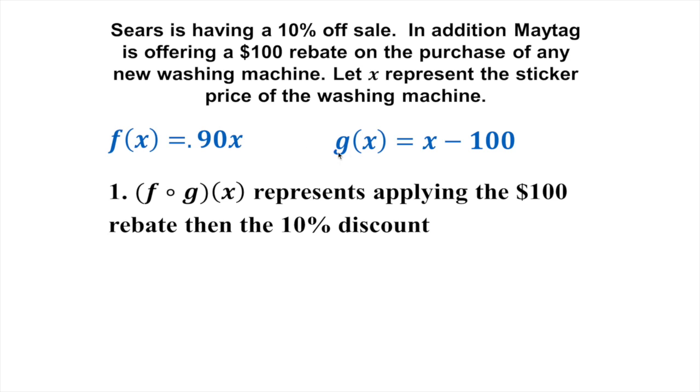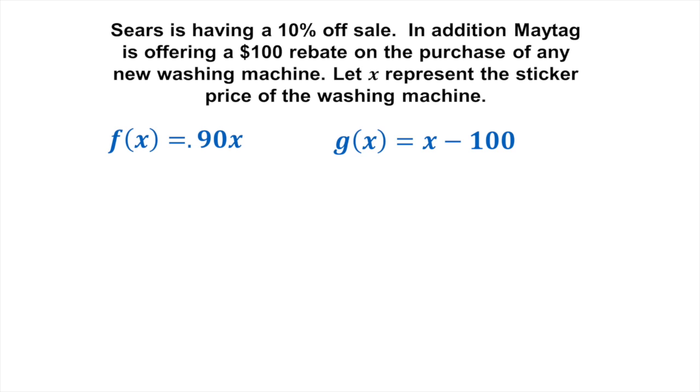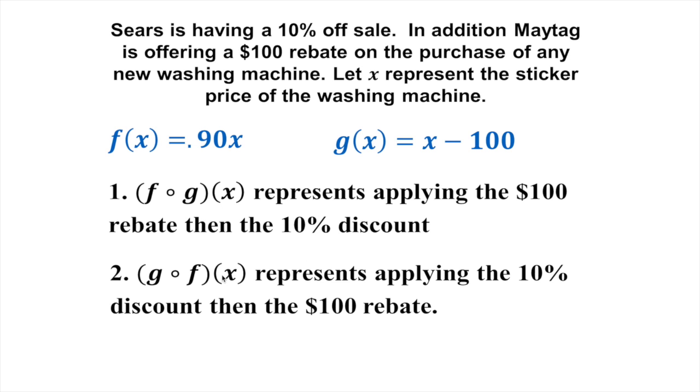f of g, okay, f of g, so we're going to take this g and plug it in here, represents applying the $100 rebate first, then calculating the 10% discount. The opposite of that would be g of f of x. That means that we're going to take the 10% discount first, then the $100 rebate.